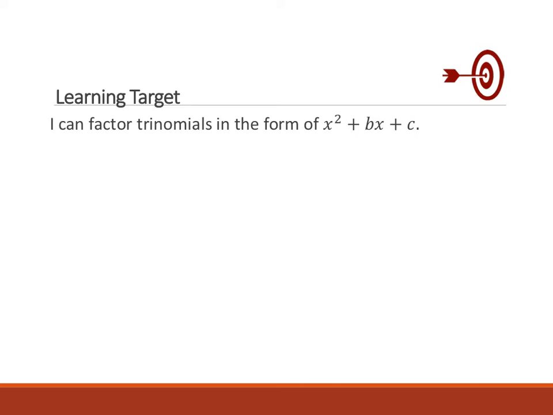The learning target for this lesson is I can factor trinomials in the form of x squared plus bx plus c. Our lesson will focus strictly on trinomials. That is a three-term polynomial. In this case, the trinomials will be written in standard form. That is, the degree of the terms is continuously decreasing from left to right.